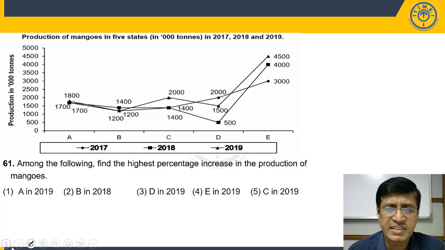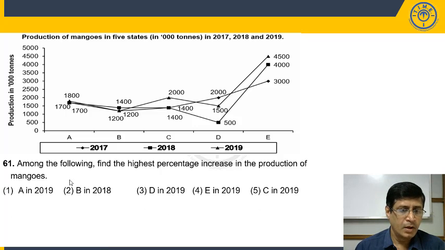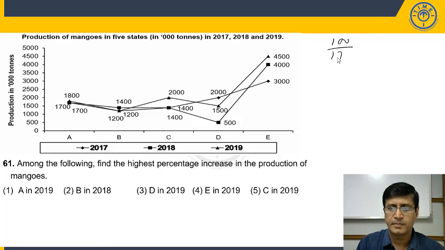Now look at the next example on your screen. Among the following, find the highest percentage increase in the production of mangoes. So among these, we need to find out which is the greatest. A 2019. So A value 2019, just observe 1800 or 1700. So how much is it? 100 upon 1700 into 100. Simplify, you will get 5.88.